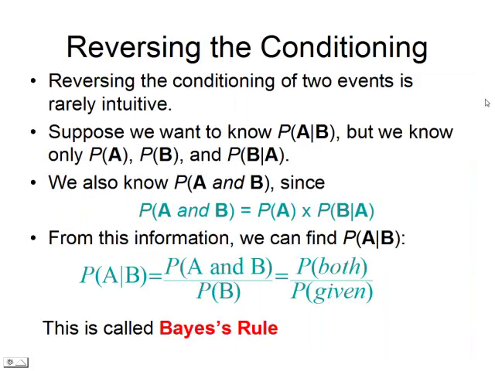Reversing the conditioning of two events is rarely intuitive. Suppose we want to know the probability of A given B, but we know only the probability of A, the probability of B, and the probability of B given A. We also know the probability of A and B, since the probability of A and B equals the probability of A times the probability of B given A. From this information, we can find the probability of A given B. The probability of A given B is equal to the probability of A and B divided by the probability of B, which is the same thing as the probability of both occurring, divided by the probability of the given. This is called Bayes' rule.